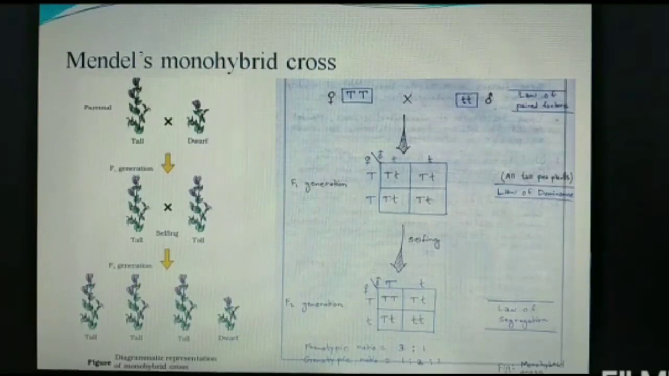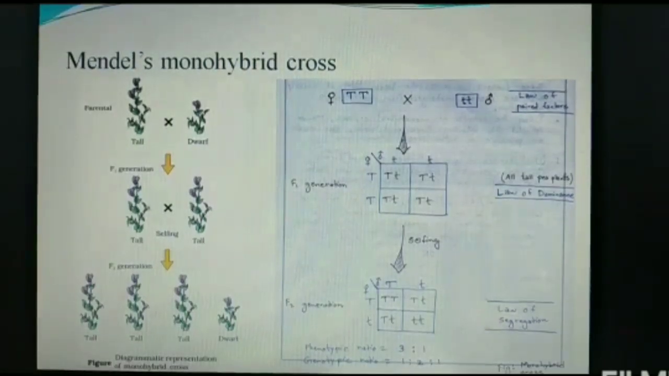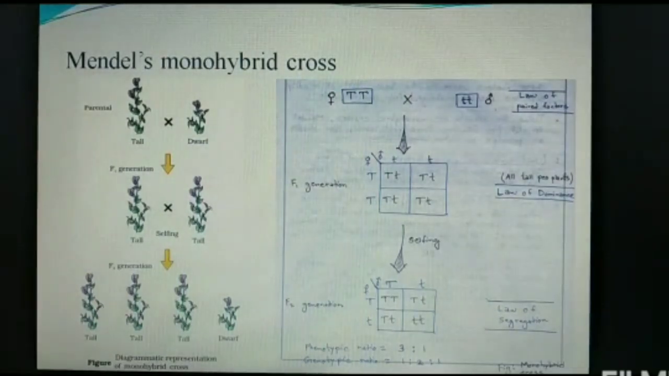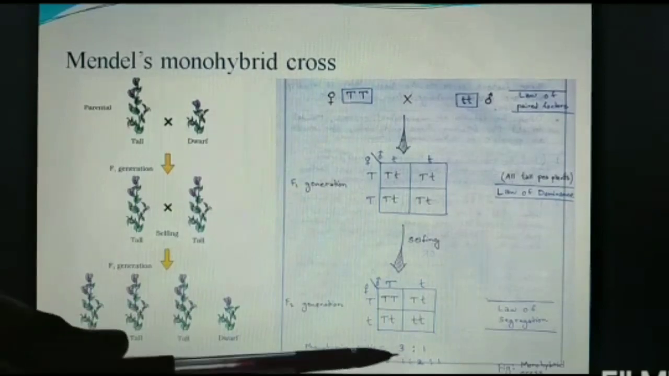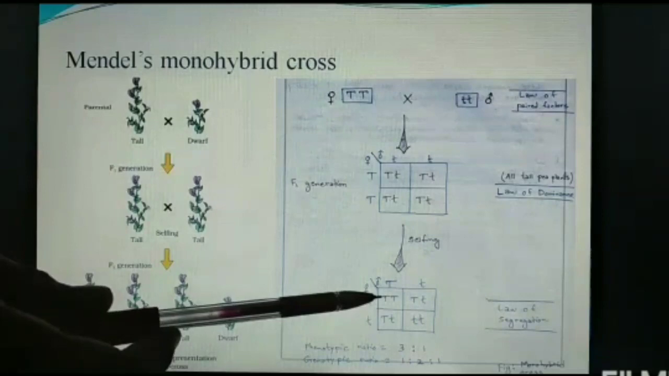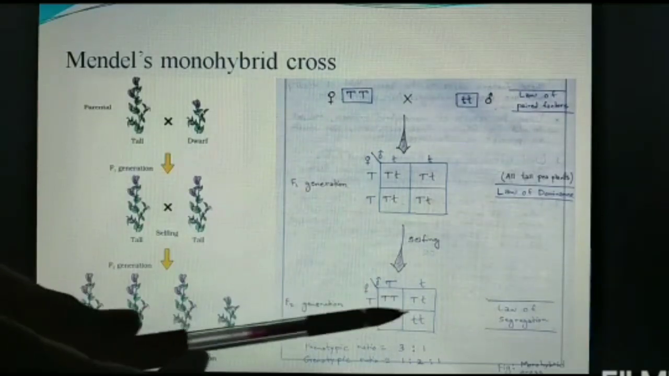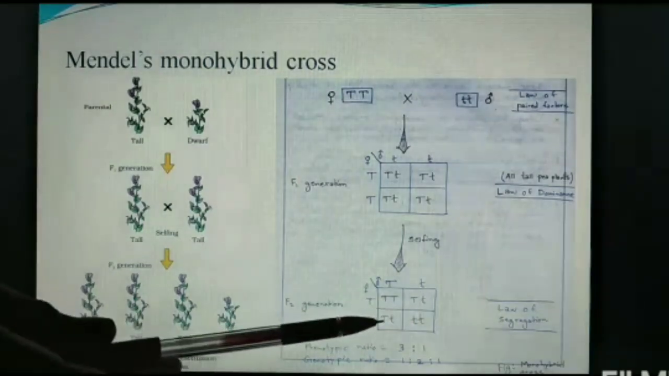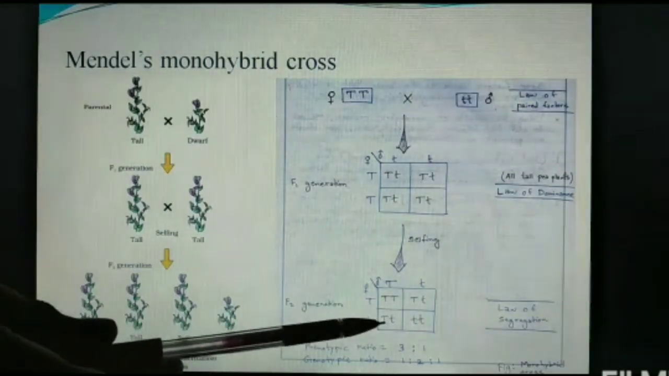The phenotypic ratio: the phenotype means the expression of morphological appearance. That means the expression of observable characters. When we see that 3 plants were tall and 1 plant was dwarf, then the genotypic ratio is 1:2:1. That means capital T, that is pure tall, is 1. Capital T, small t is 2. And this is also capital T, small t, this is tall.